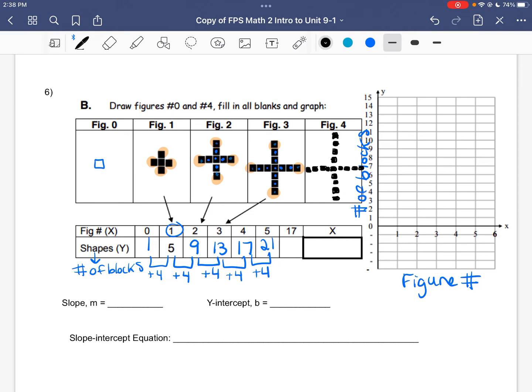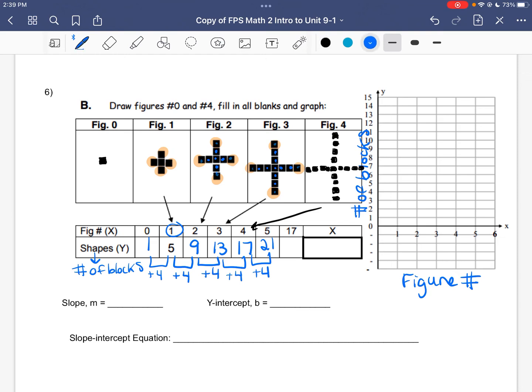Perfect. Okay, so let's see. 1, 2, 3, 4, 5, 6, 7, 8, 9, 10, 11, 12, 13, 14, 15, 16, 17. Okay, perfect. That matches figure 4. And then maybe we'll make this one just 1 here. So now we have a pattern visually. We have it in a tabular form.